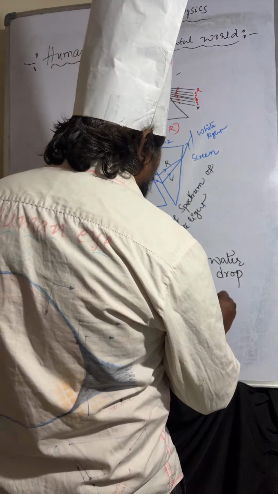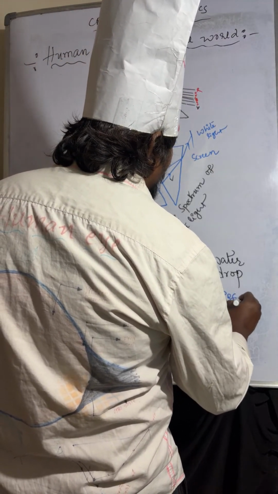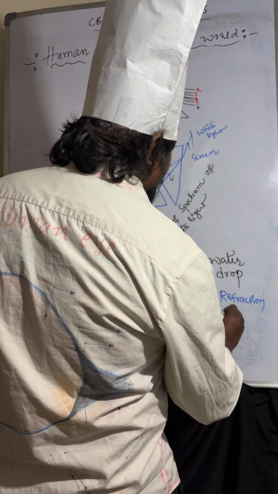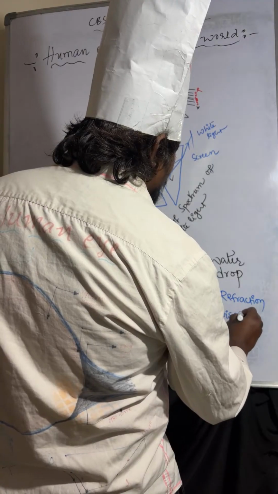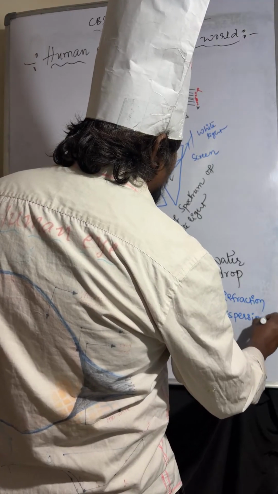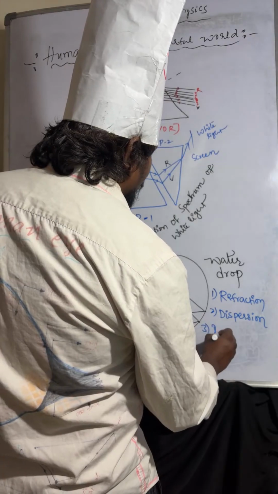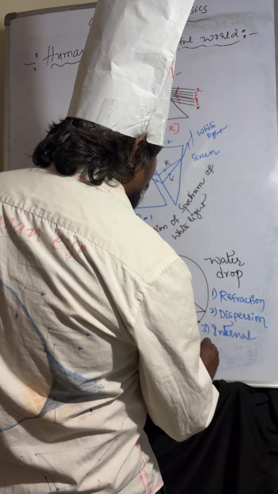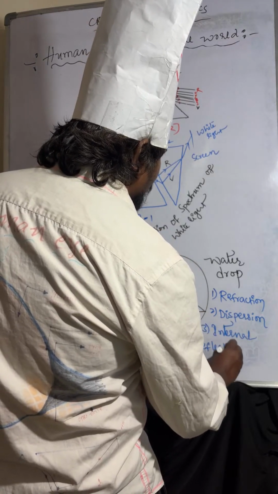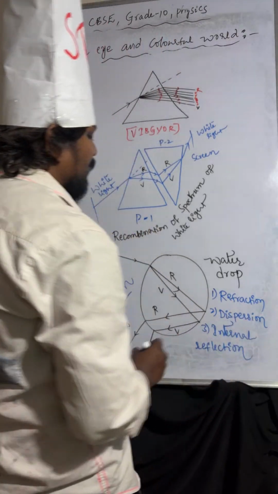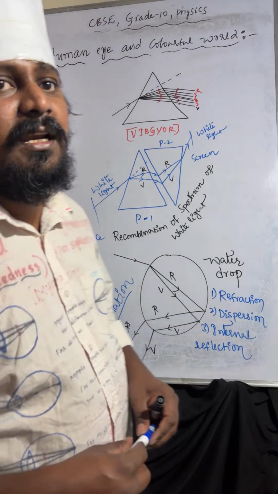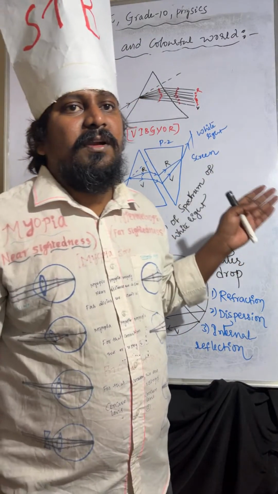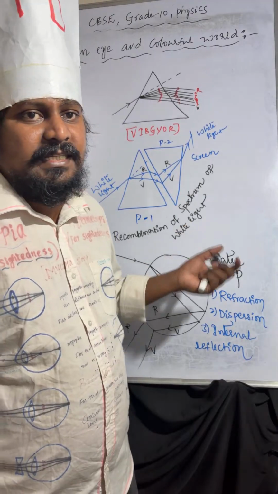What are the phenomena involved in the formation of a rainbow? First one is refraction, second one is dispersion, and third one is internal reflection. Refraction is nothing but when a light ray passes from one medium to another medium, the path of the light changes. That is one.